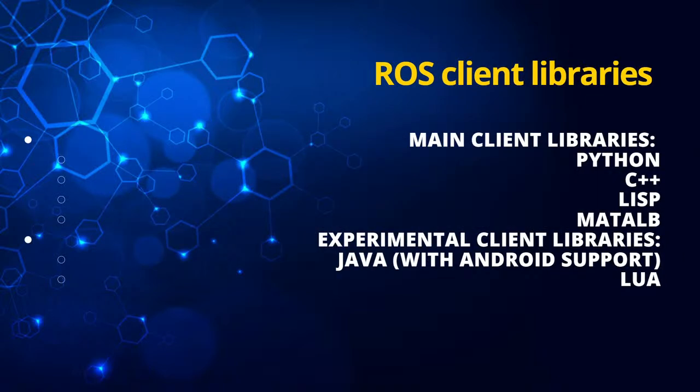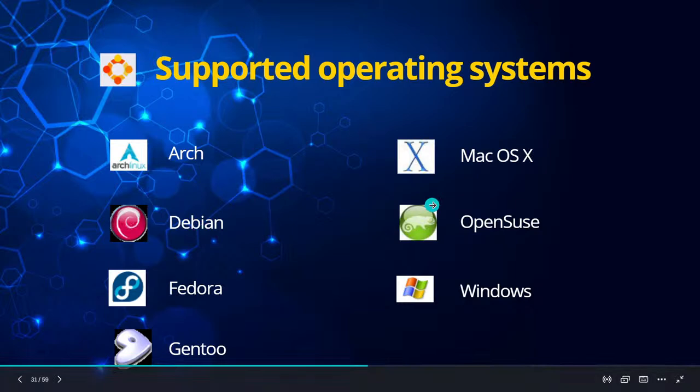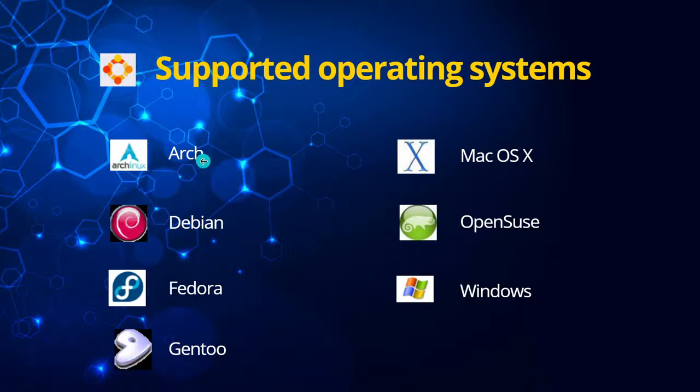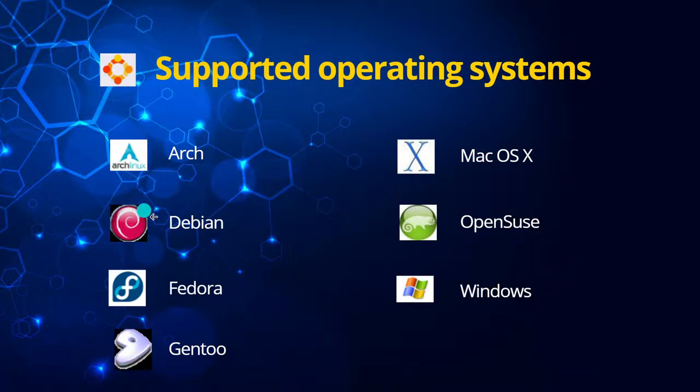Then the ROS client libraries. Different client libraries are available in Python, C++, Lisp, and MATLAB. Mostly people use C++, Python, and Lisp for development. In our case, we mainly use C++ and Python for implementation. Then experimental client libraries for Java and Lua. Then supported operating systems: mostly people use Debian based Ubuntu systems. It can also be implemented on Arch Linux, Fedora, Gentoo, macOS, OpenSUSE, and Windows. But mostly people use Debian based Ubuntu for implementation, because more support packages are available there.